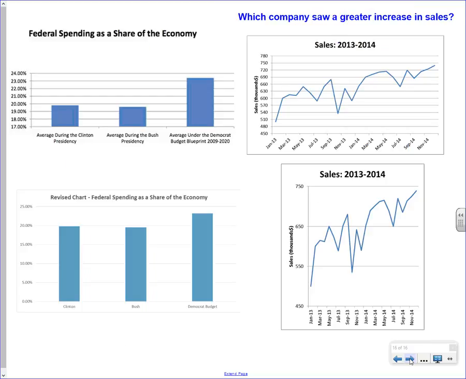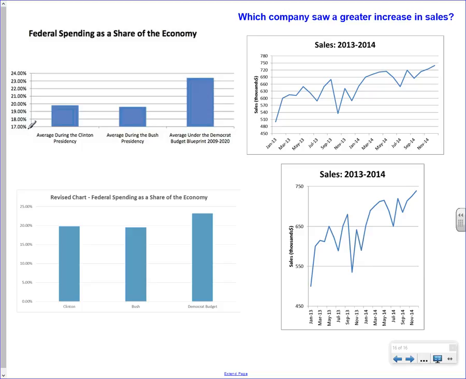Okay, now looking at the problem with the axis. This was talking about federal spending as a share of the economy. And what they were trying to show, and this was a few years ago, was how much more the federal spending was going to be under the Democrat budget blueprint of 2009 for 2020. That was the blueprint they were suggesting was going to go forward. And so looking at this graph, yes, it does look like this blueprint would increase federal spending 2 or 3 times compared to what happened during the Clinton presidency and during the Bush presidency.